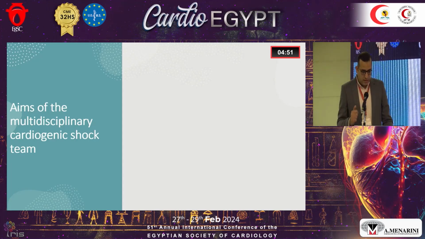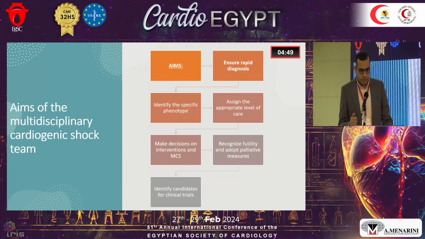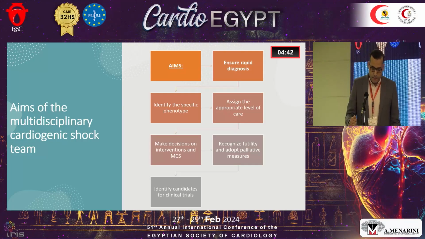What is the aim of the multidisciplinary cardiogenic shock team? First, ensure rapid diagnosis, identify the specific phenotype, assign the appropriate level of care, make decisions on interventions and mechanical circulatory support, recognize futility and adopt palliative measures, and identify candidates for clinical trials.